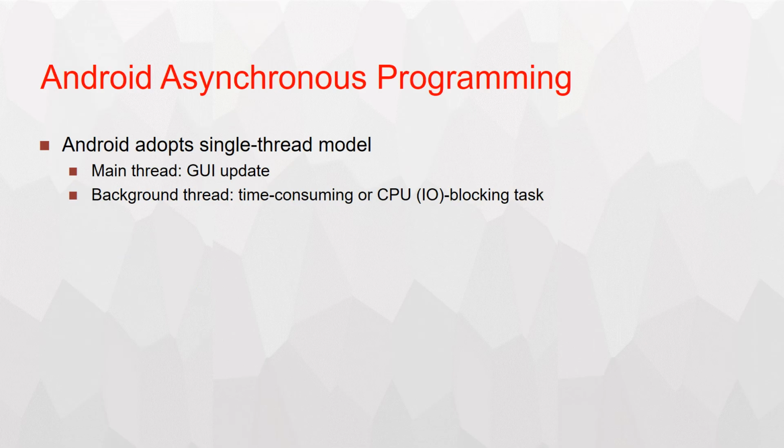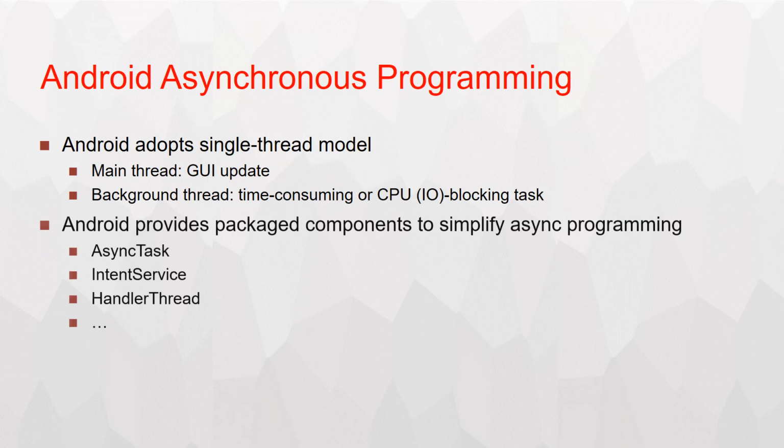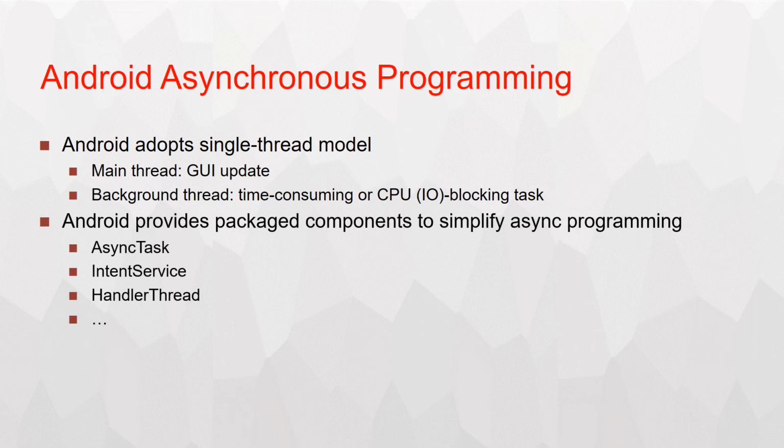At first, we know that the Android system adopts a single-thread model. The main thread only accounts for the UI update, while time-consuming or resource-blocking tasks are always packed into background threads. To simplify async programming, Android provides many async components. So, how do developers use these components?